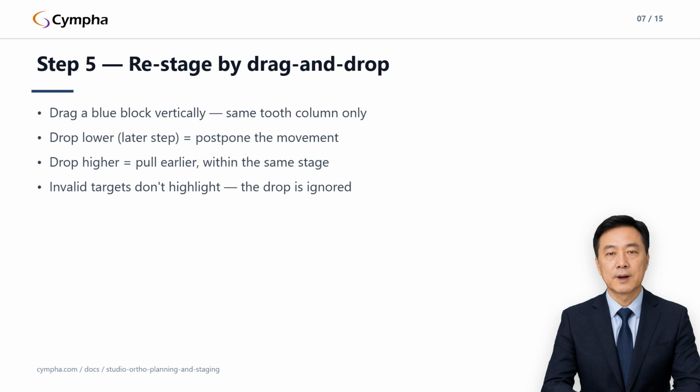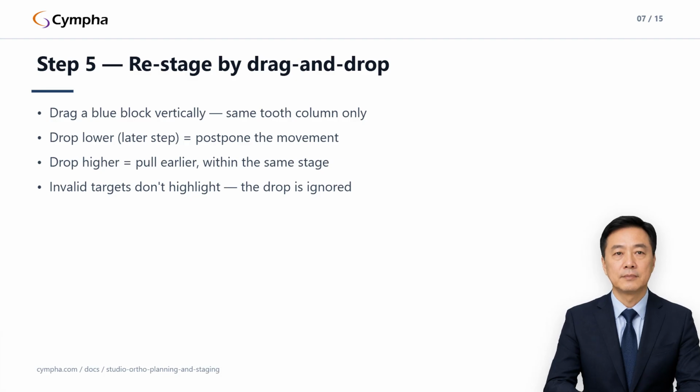The feedback language is worth learning. Valid targets highlight as you hover, invalid targets don't, and an invalid drop is silently ignored. So if nothing lights up under your cursor, that drop isn't going to take. No error dialog, just no highlight. And after a successful drag, Studio suppresses the synthetic click, so the hint doesn't pop open on top of your release point.